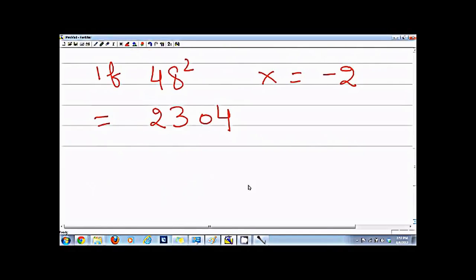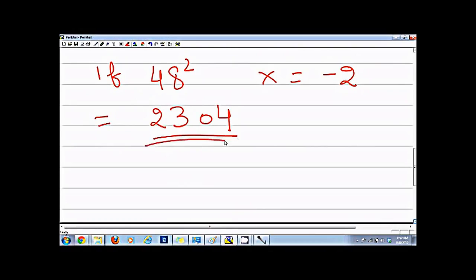So I hope this trick will help you quickly do these calculations and go quickly through your exam. It will give you confidence. Also, you can impress your friends by telling them how you can square all these numbers quickly in your mind without using a calculator. So I hope this tutorial will help.